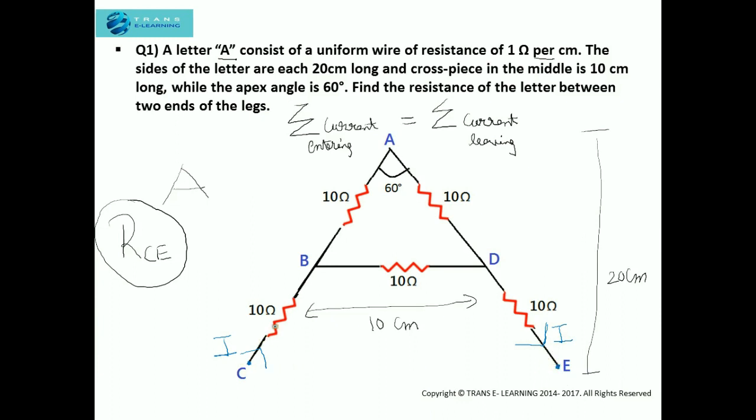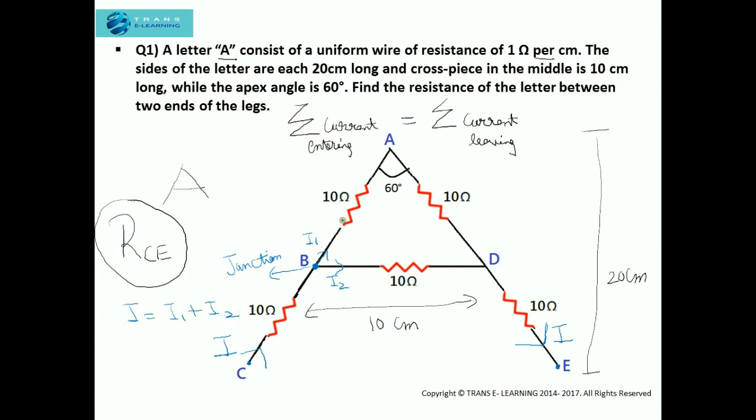As you can see here, the current I is flowing through the 10 ohm resistor and it reaches the point B. Point B is a junction. The junction is a point where the current divides. So I'm dividing the current I into I1 and I2. So here I is equal to I1 plus I2.